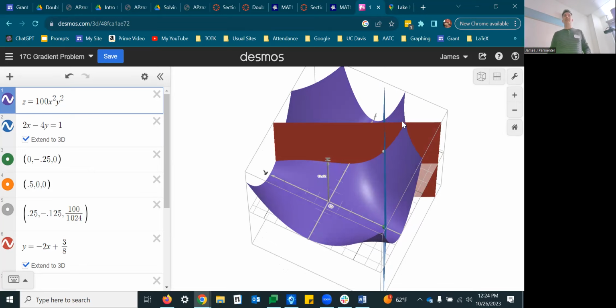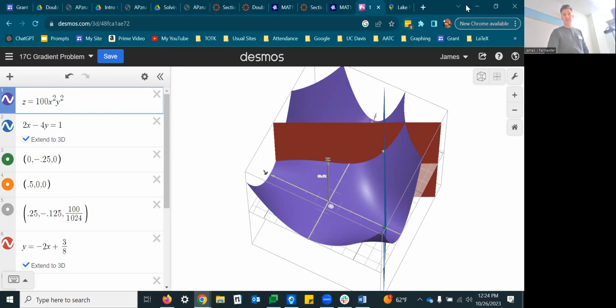So in my opinion, the answer to this problem is there are 2 places where we have an absolute minimum value, and the absolute minimum value is 0. And there are no places where we have an absolute maximum because the function just gets larger and larger along the constraint.